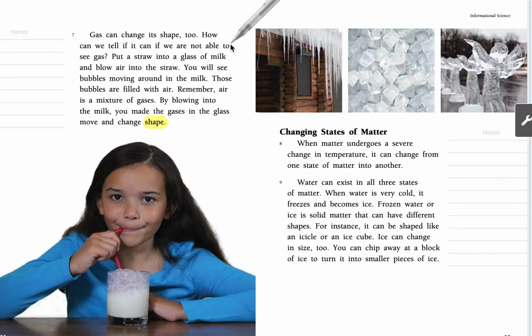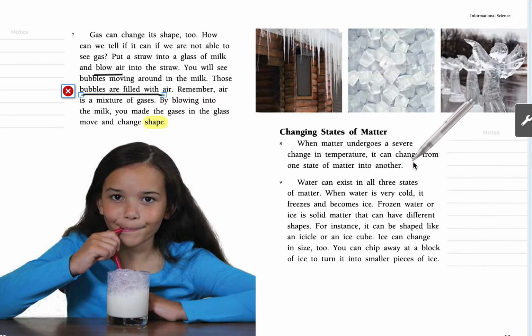Okay, let's pause there again. So gas can change its shape too by blowing air because the bubbles are filled with air. Another way that you can do that is by blowing up a balloon. So you're transferring that air into a confined space, and the balloon stretches and holds that air in. So you're changing the shape of the air as well, holding it as the shape of a balloon. So that's another way that we can change shape as well.